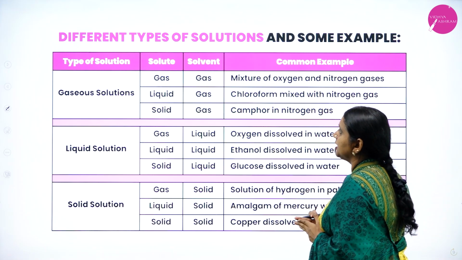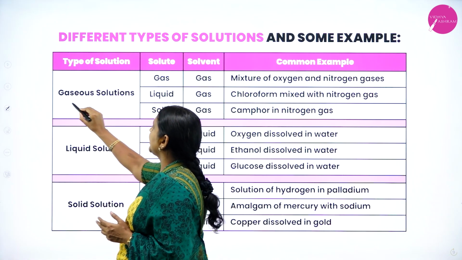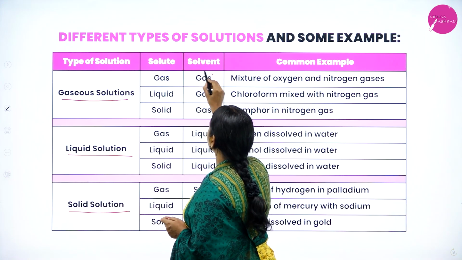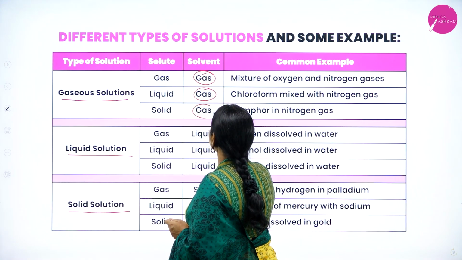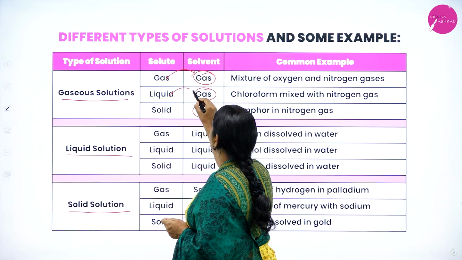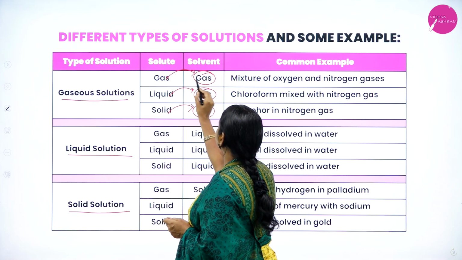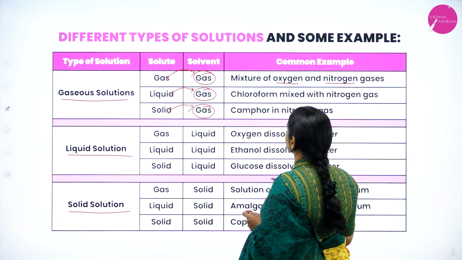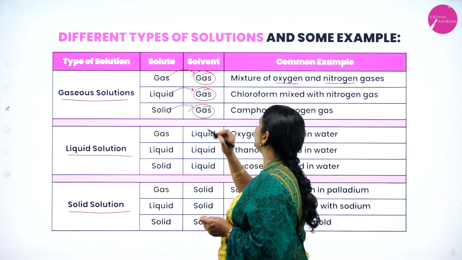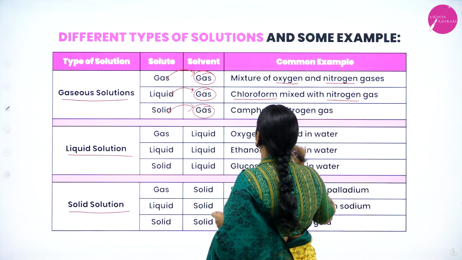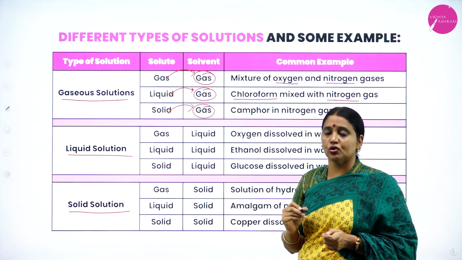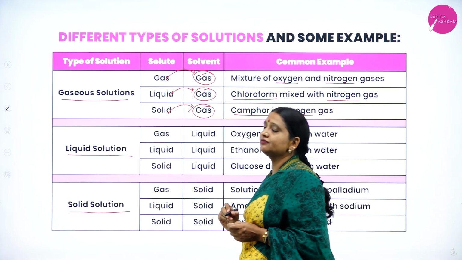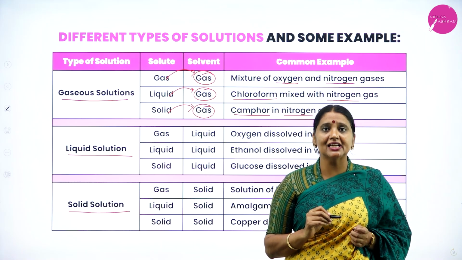Once again, what I discussed, the types of solution, I prepared a chart column-wise, so it is easy to remember. First type, gaseous solution, then liquid solution, solid solution. In gaseous solution, the solvent is always gas. Gas in gas, liquid in gas, solid in gas. Solute and solvent both are gases: a mixture of oxygen and nitrogen. Liquid in gas: chloroform and nitrogen. Solid in gas: camphor in nitrogen.